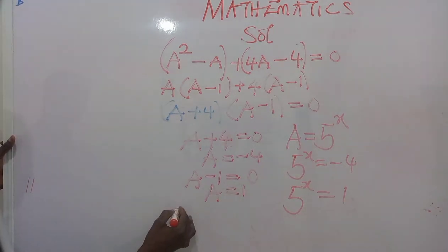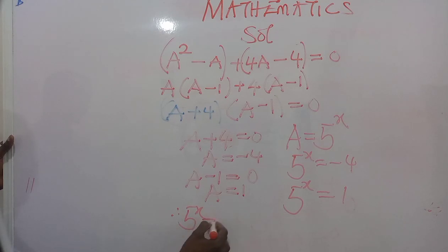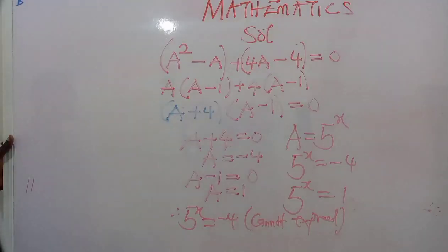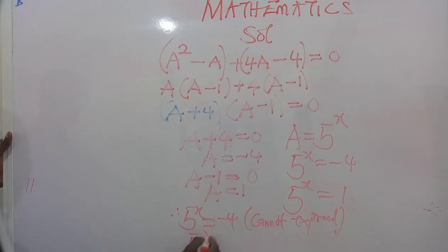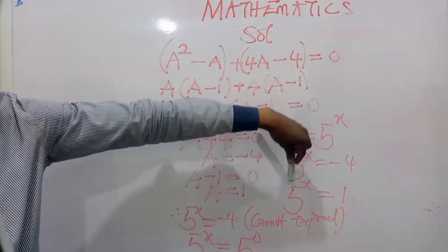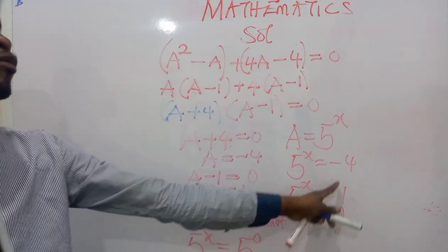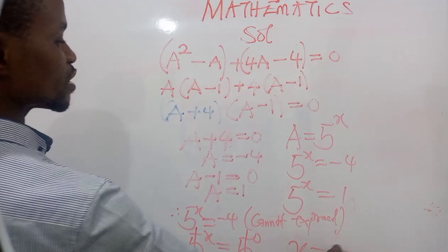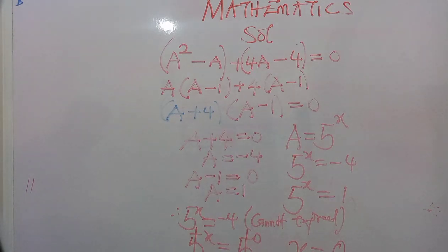Now 5 raised to power x equal to minus 4 cannot be expressed, because of the negative sign. So the only one that can be expressed is 5 raised to power x equal to 1, which is the same thing as 5 raised to power x equal to 5 raised to power 0, because 5 raised to power 0 equals 1, making it equal bases. The essence of exponential equations is to make the left hand side and right hand side have equal bases. So you can cancel out 5 and 5, and the value of x is 0. So the answer to this question is option B, 0, because we cannot express 5 raised to power x equal to minus 4 because of the negative sign.